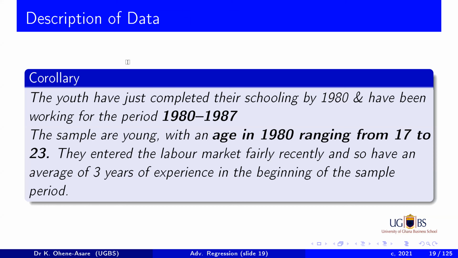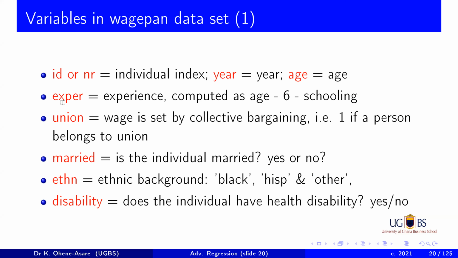Let me just go back. So what I was saying is that they are youth, they are young, they all started working from 1980. They are between 17 years and 23 years, okay? And the average experience is 3 years. Now, experience in the Excel will be represented as experience computed as age minus 6 years of schooling. So let me take you to the data set so that I can fill it.